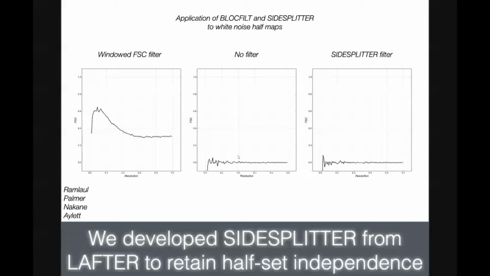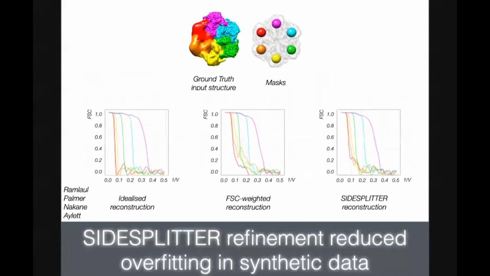This is the situation without any kind of filtering. But we were able to generate an SNR filtering approach, working forward from the same kind of SNR approach that we were looking at with LAFTER, that would maintain independence between these two sides. And we've called it SideSplitter because it works for the split sides. So when we apply SideSplitter during the refinement, in this case a RELION refinement, but it should in principle be compatible with any refinement program, to this synthetic data set, you can see that we reduce this overfitting problem in the FSCs. We push these curves back to the left in comparison to here, although we can't get rid of it entirely.